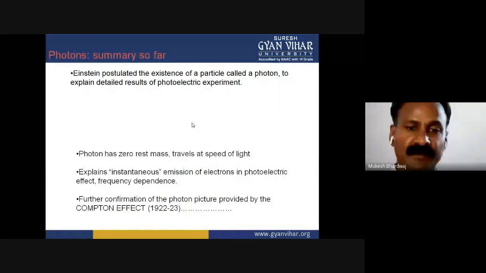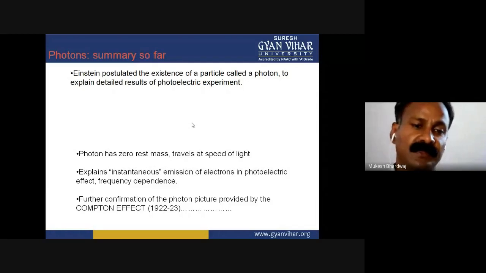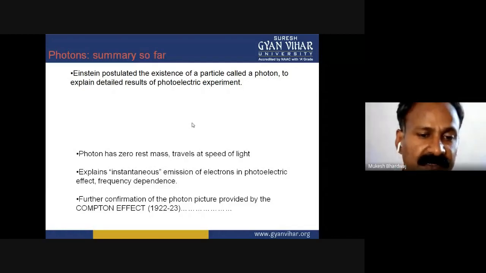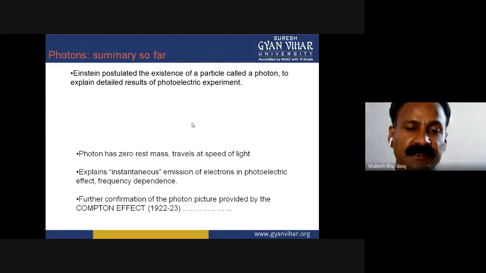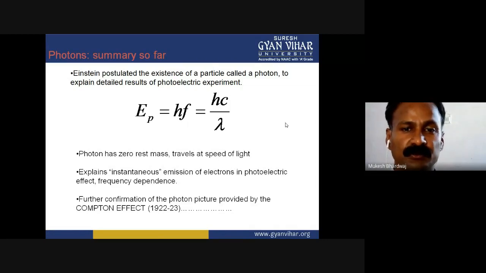Summary so far related to photons. Einstein postulated the existence of particles called photons to explain the speed of light, the instantaneous emission of electrons in the photoelectric effect, and the frequency dependence. Further confirmation of the photon picture was provided by the Compton effect, 1922-23. Einstein postulated E = hf = hc/lambda.